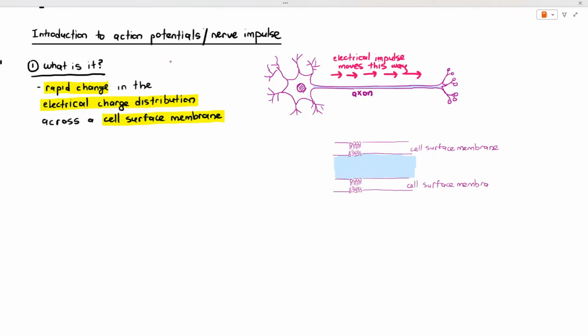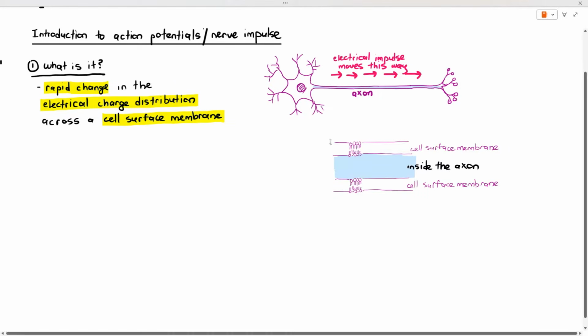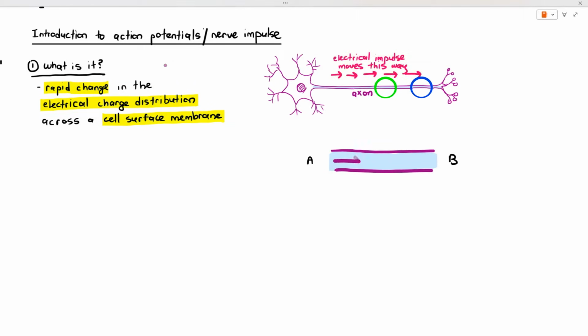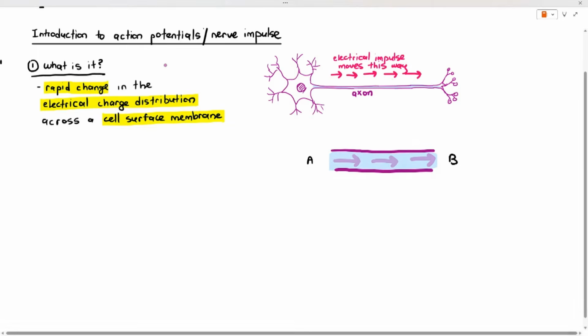You can see the phospholipid bilayer, and the blue color part represents the inside of the axon. So whatever I'm circling in the axon represents that magnified image right there. So that's the cell surface membrane. But I'm going to simplify it. I'm just going to put a single purple line on each side. That represents the cell surface membrane. A to B just represents A is on the left side of the axon, which I'm circling in green, and B is on the right side of the axon, which I'm circling in blue, for example. I'm just trying to say that the signal has to be sent from A to B. So now we understand the cell surface membrane.